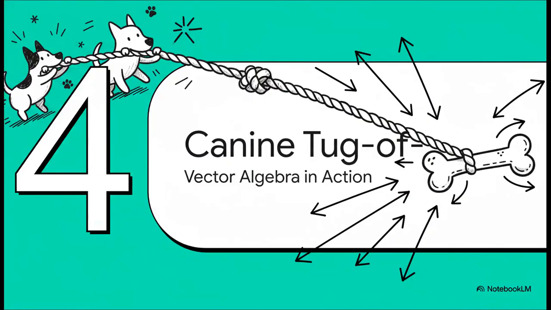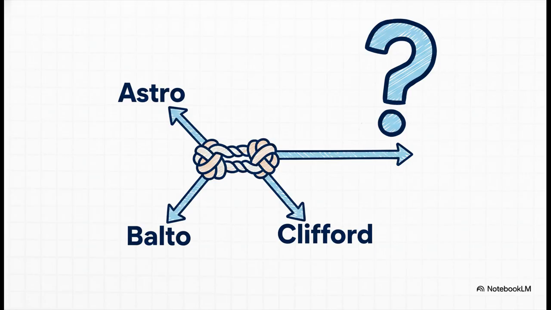All right, enough with the theory. Let's put this recipe to the test with a really fun example from the source material, a full-on canine tug of war. This is the perfect way to see how this all works in the real world. So, picture this. 4 dogs in an epic tug of war over a toy. We know the exact force and the exact direction that Astro, Balto, and Clifford are pulling. So here's the puzzle. What single specific force does the 4th dog, Doug, have to apply to make it a perfect stalemate so the toy doesn't move at all?